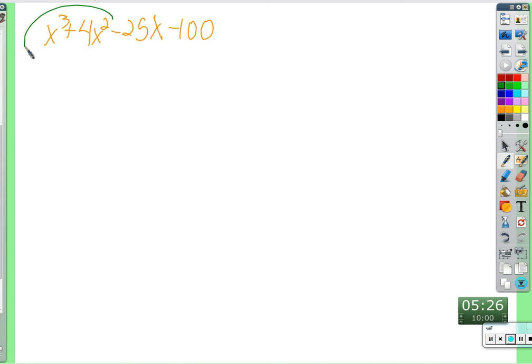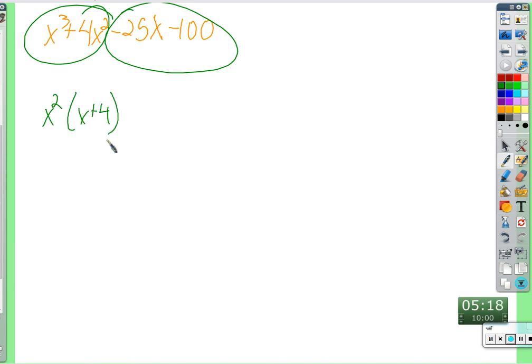All right, group them together. Two groups of two. In the first group they have x squared in common. X plus 4 is left. Second group. Negative 25. Remember, it's minus 25, not times negative 25, right? Between here, it's minus 25. And then what's inside here then? X plus 4. Negative 25 times x is negative 25x. Negative 25 times 4 is negative 100.